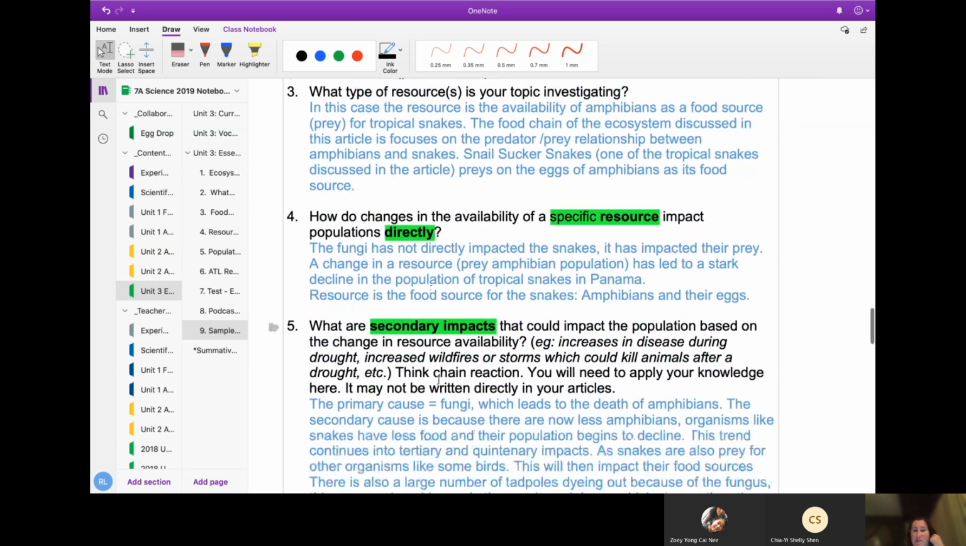And then, how do changes in the availability of a resource impact the population? So this should be specific to your article. In this case, the fungus doesn't directly affect the snakes. Remember, it's a chain reaction, primary, secondary, cause-effect relationship. The fungi is impacting their prey directly. So it's killing the amphibians within this ecosystem. That's then leading to a decline in tropical snakes. So it's their resource, their food source.